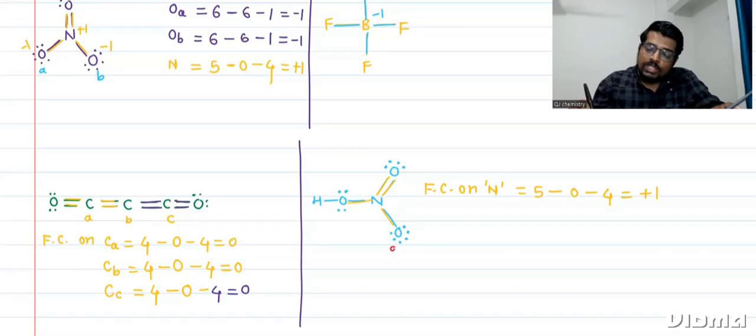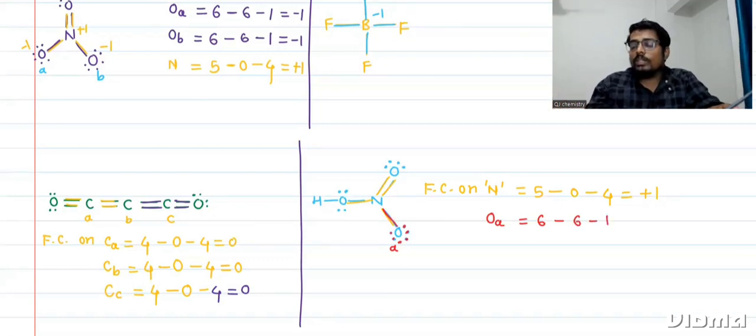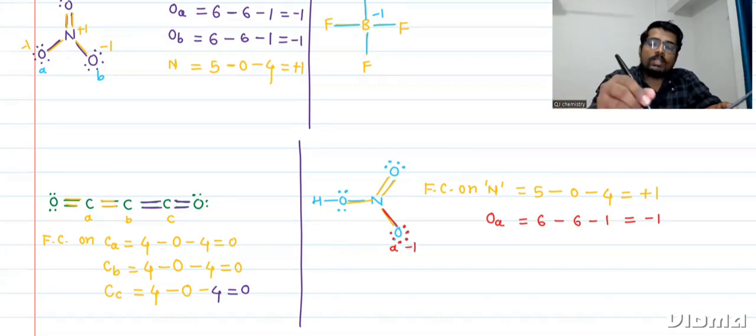Then find the formal charge on oxygen A. The number of electrons in the valence shell of oxygen is 6, minus how many dots are there on oxygen? Total 6 dots are there. 6 dots on oxygen, minus the number of bonds, which is 1. So the formal charge on oxygen A is equal to minus 1. So nitrogen has formal charge plus 1 and oxygen minus 1.